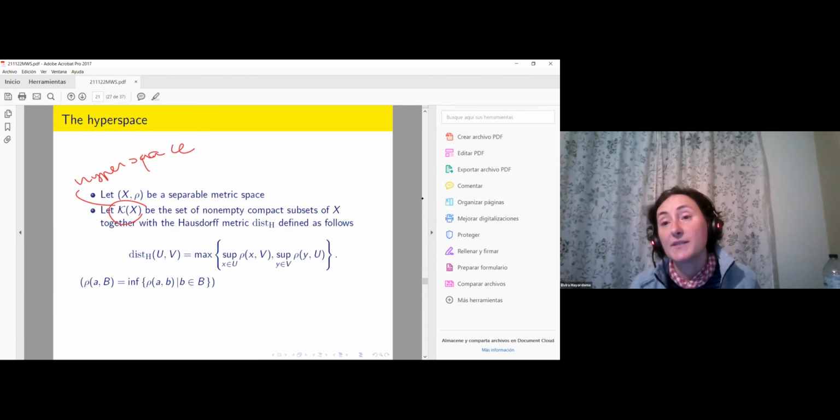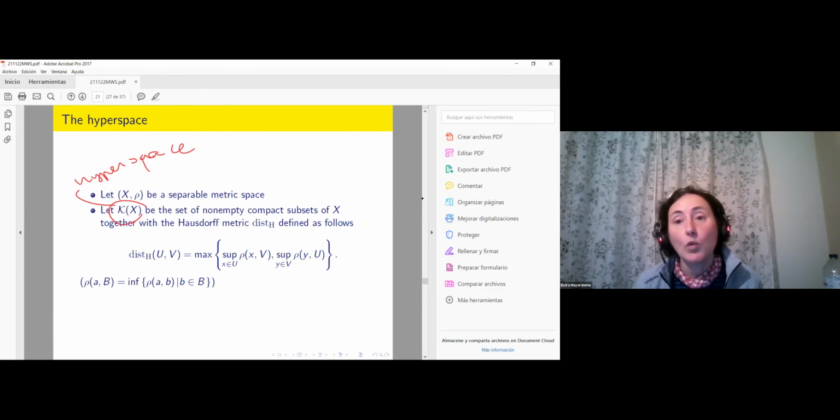So in this metric space, you use the Hausdorff metric, which is a way of measuring the difference between two sets. You take the maximum over the distance of the elements of U from V, or the elements of V from U. And this gives you a Hausdorff metric. And this makes K of x a separable metric space too.